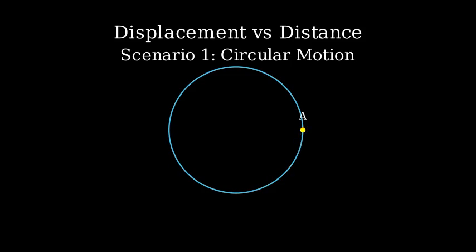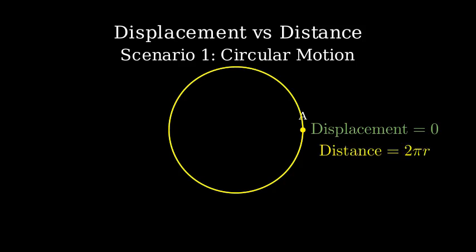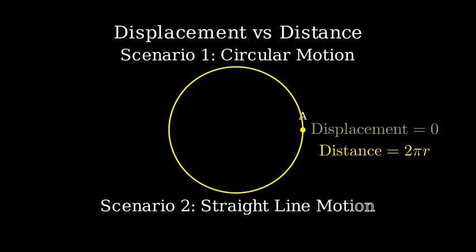Now, let's analyze the displacement. The displacement vector points from the initial position to the final position. Since our particle started and ended at the same point, the displacement is zero. However, the total distance traveled is the length of the path, which in this case is the circumference of the circle.